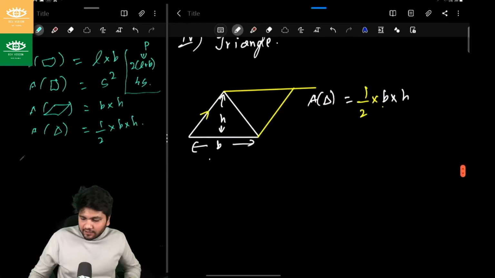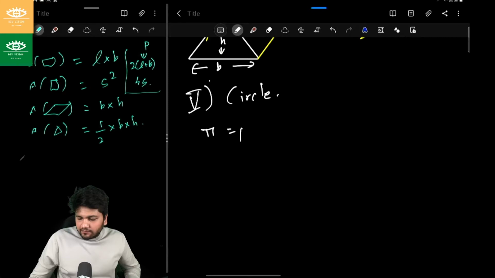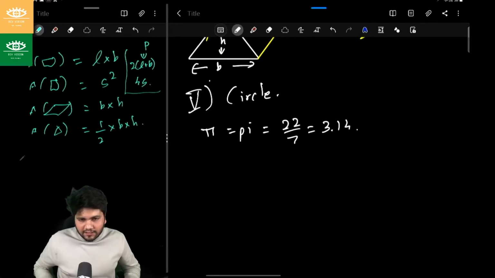So now we'll start with our final shape, that is circle. Before that, I want to introduce you to one constant, that is pi, which is nothing but pi. The value of pi is 22/7, which is nothing but 3.14. Now, what is this pi?